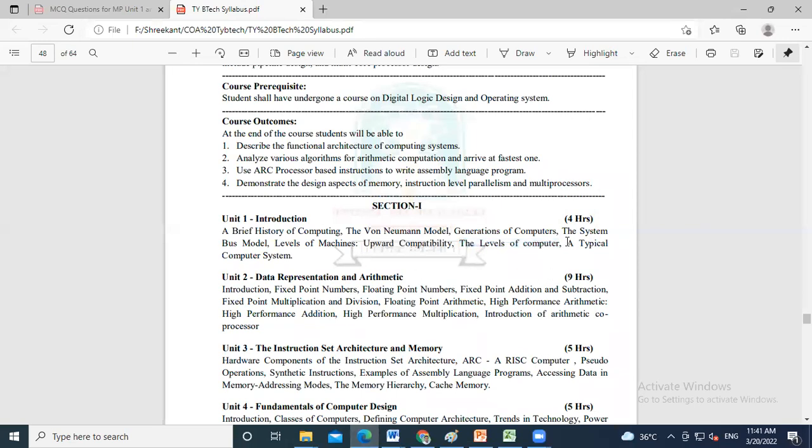Next, I will go to the last topic of your first unit, that is a typical computer system. In the typical computer system, it is not more than that. Again, they explain the concept of the architecture of the computer. Whatever you are using now, monitor, keyboard, mouse and PC, is nothing but a typical computer system.